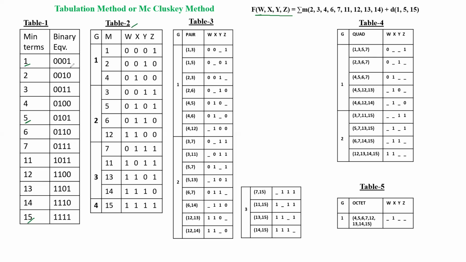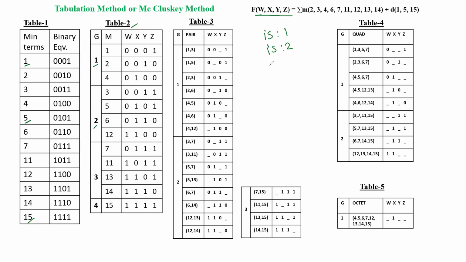So second, we have the number of ones as 1. Min term 1 has the number of ones as 1. Similarly, min terms 2 and 4. So these 3 have the number of ones as only 1, and we have kept them in group 1. Next, we arrange the min terms which have the number of ones as 2. That is 3, 5, 6, 12. These have the number of ones as 2, so we keep them in group 2.